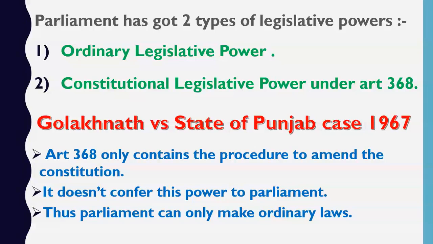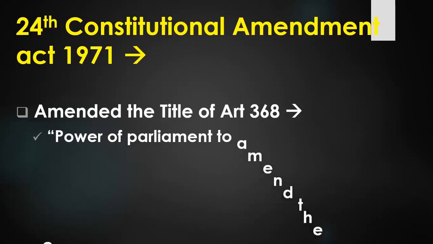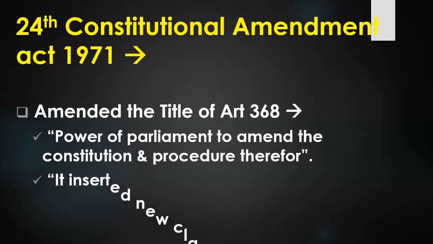So Article 368 only contains the procedure to amend the Constitution. But according to its language, it does not confer any power on Parliament to amend the Constitution. Thus Parliament can only make ordinary laws. Parliament has only one type of legislative power. In the Golaknath case, the Supreme Court declared that Parliament does not have the power to amend the Constitution. But then friends, Parliament responded by enacting the 24th Constitutional Amendment Act, 1971.